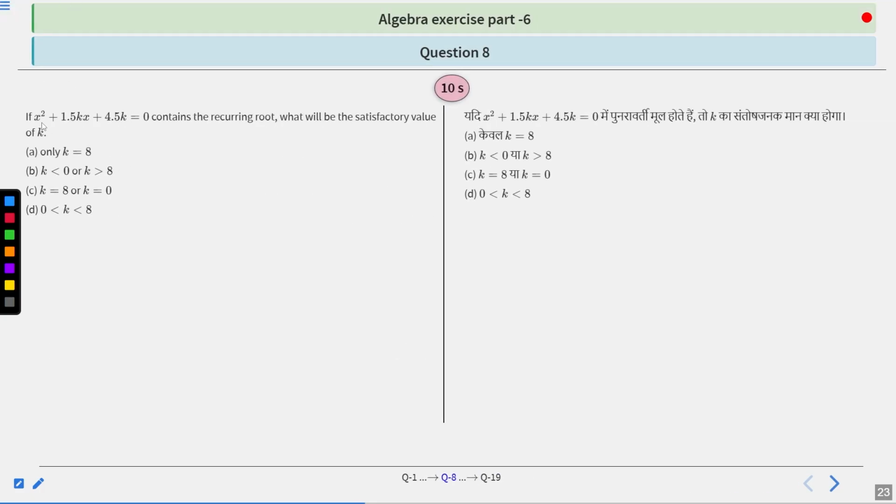Next, if x square plus 1.5kx plus 4.5k is equal to 0 contains the recurring root, what will be the satisfactory value of k? The options are option A, only k equal to 8. Option B, k is less than 0 or k is greater than 8. Option C, k is equal to 8 or k is equal to 0. And option D, k is greater than 0 but less than 8. These are the options. I'm giving you 10 seconds to find which one of them is correct. After that, I will do the solution for you.